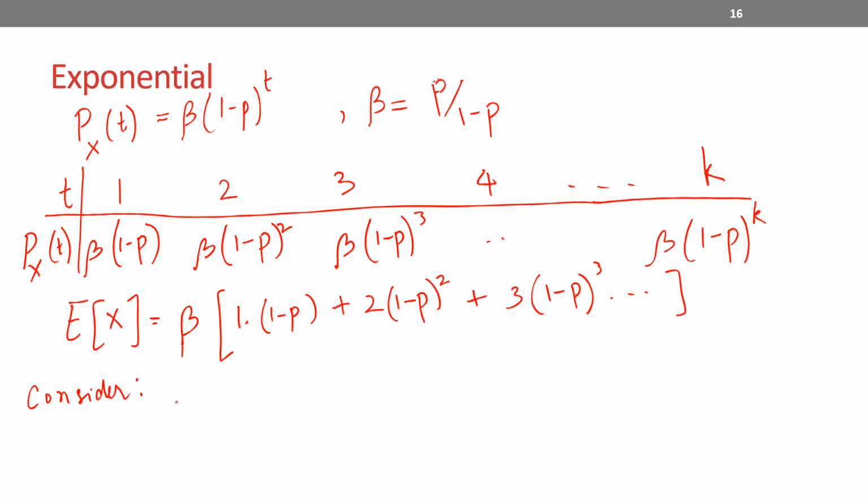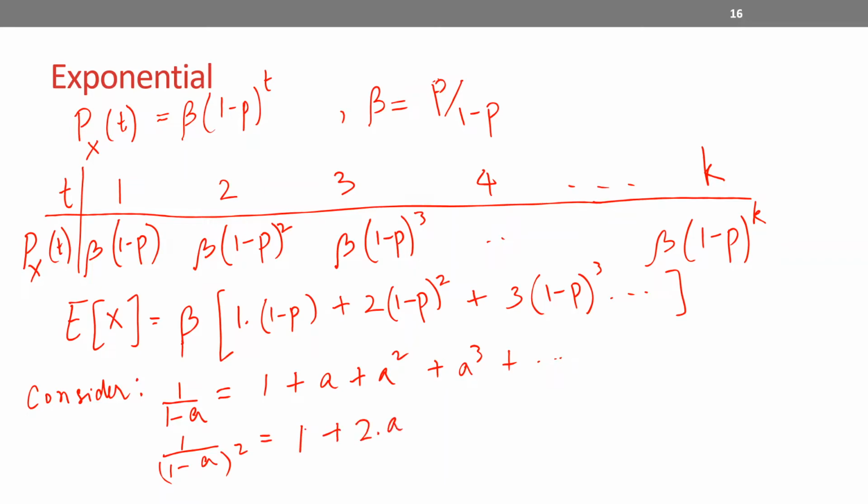So consider this case: 1 over 1 minus a. This is actually the sum of this series, 1 plus a plus a squared plus a cubed and so on. So these are like the sum of the infinite series. Similarly, it is also known that 1 over (1 minus a) whole squared is actually 1 plus 2 times a plus 3 times a squared plus 4 times a cubed and so on. Right? So all this information is known to us already.